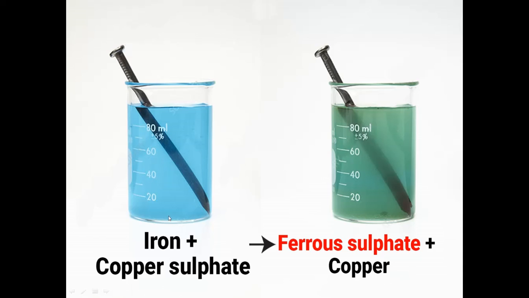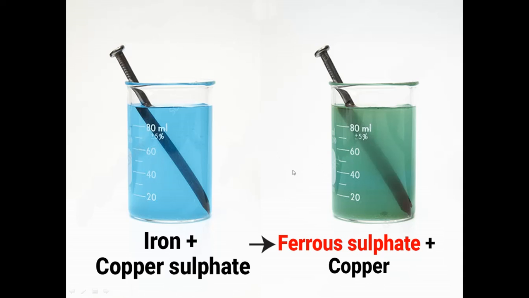Here you can see an iron nail is put in the copper sulfate. The iron nail is dipped in copper sulfate solution. After half an hour or 1 hour, you can see there is a change in the color of the solution. Why is it so? Because there is a formation of a new substance. If you compare the color of the solution with the sample that you have saved, you can see there is a drastic change in the color. Here it is blue and here it is green.